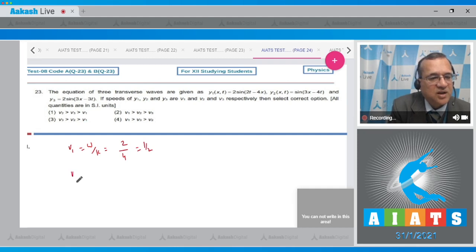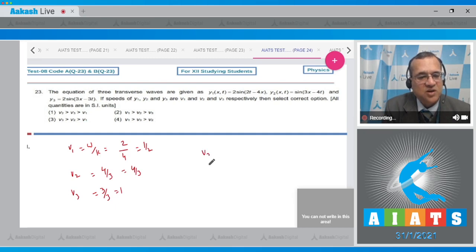And look at the second one, the velocity. In this case, omega is 4 and k is 3. So velocity becomes 4 by 3. And what would be v3? For v3, this is kx minus omega t. So this is 3 divided by 3, which is 1. Now the highest is this one. So v2 is greater than v3 is greater than v1. Therefore, the correct option is the answer number 1.